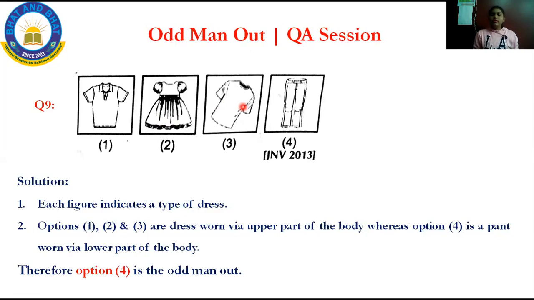Okay. Now see, all are a kind of dress we wear. Now compare option 1, option 2, option 3. See, t-shirt, frock, shirt. These are worn on the upper part of the body, whereas pant is worn on the lower part of the body. So what is the correct option? Option D is the correct answer.